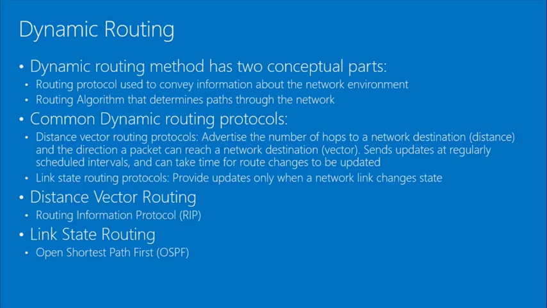Link state routing protocols: updates are only sent when a route has changed. So as a router goes down or as a network component goes down, when one of those events happens, then it sends out information. Versus the distance vector routing protocol, and RIP, routing information protocol, is an example of distance vector, which we're going to cover in a few minutes.